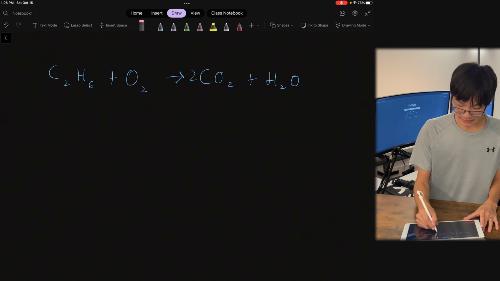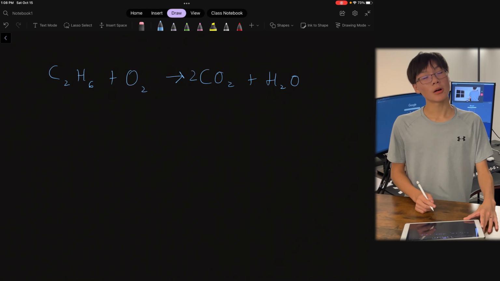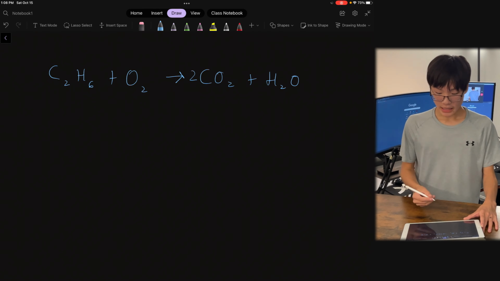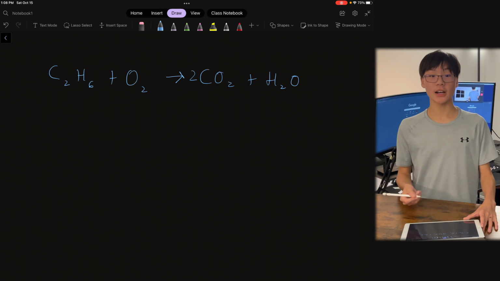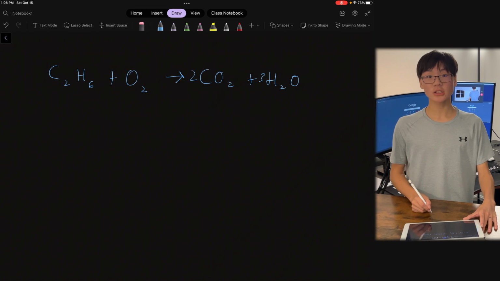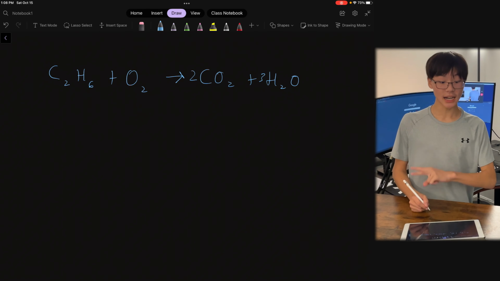So now let's do the same for our remaining atoms. So for hydrogen, we have 6 atoms of hydrogen on the reactant side, and we have 2 atoms of hydrogen on our product side. So we must have 3 molecules of water to have 6 atoms of hydrogen on both our reactants and product sides.